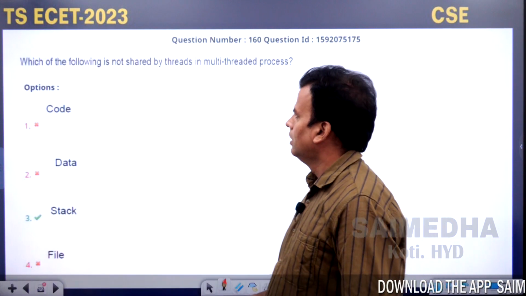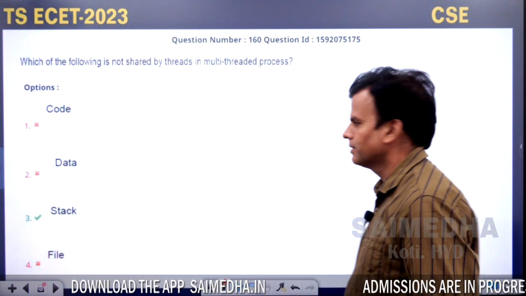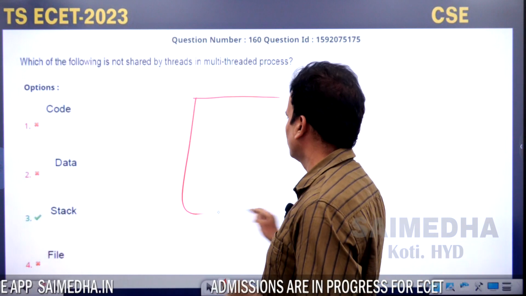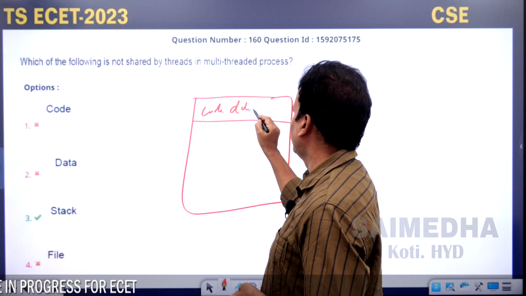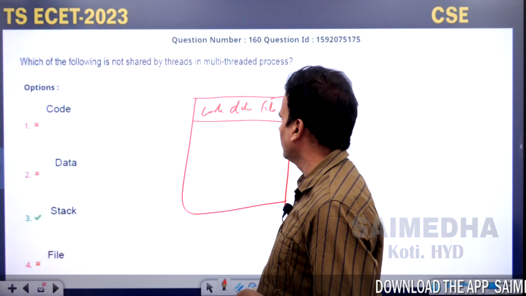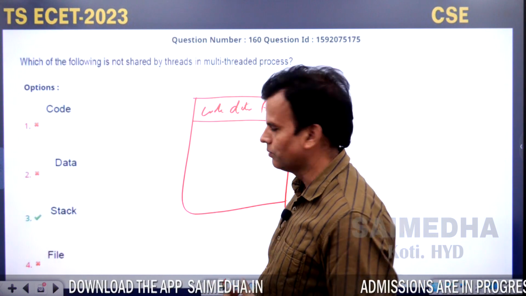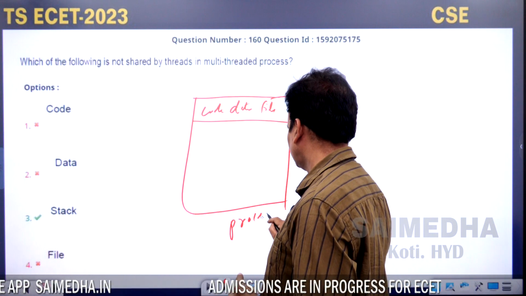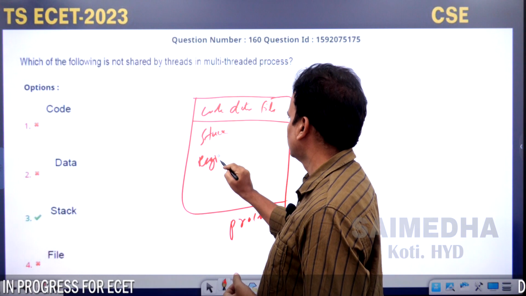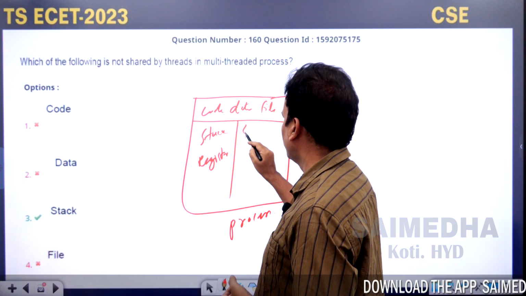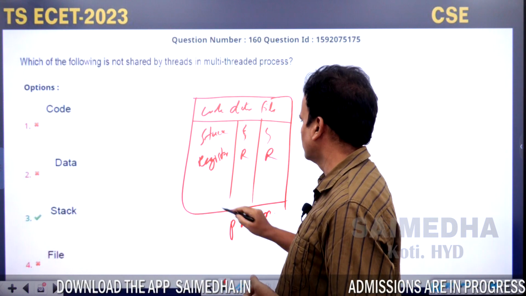Now let's see this one. Which of the following is not shared by threads in a multi-threaded process? See here, you have to understand what is generally happening. This is code, data, file, and each thread has its own stack and registers. I am writing S for stack and R for registers.